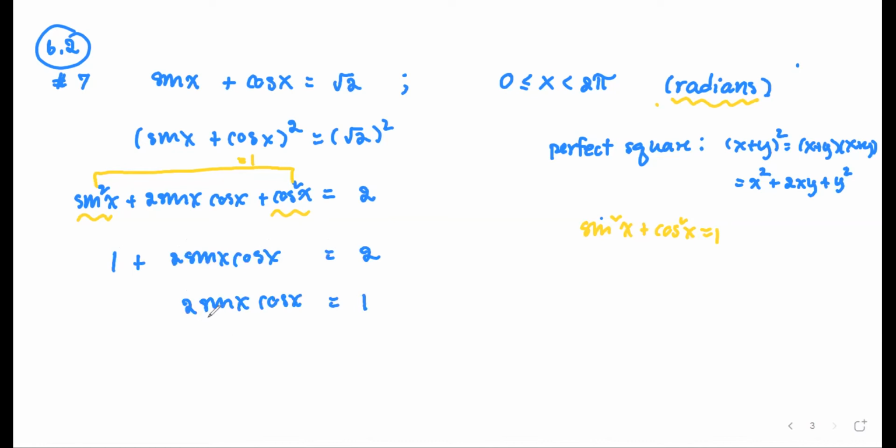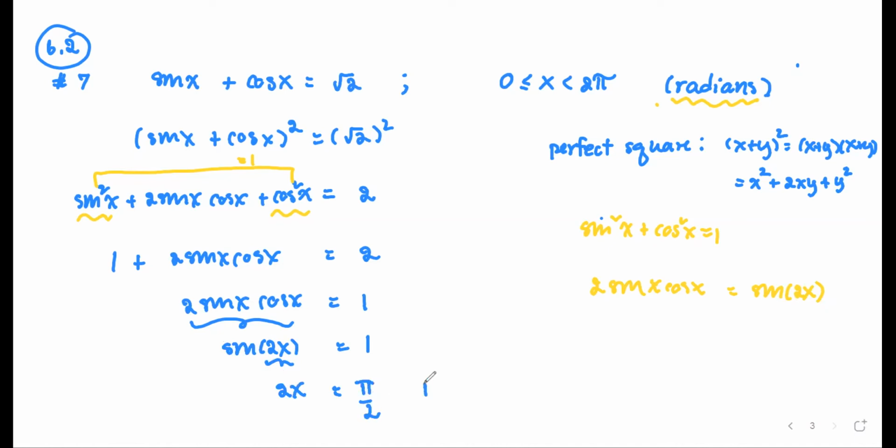And the expression 2 sine x cosine x is the trig identity for the sine of double angle. So we just rewrite this as sine of 2x equals 1. That means the angle 2x, that the sine value equals 1, will be the angle 90 degrees, or the angle pi over 2.